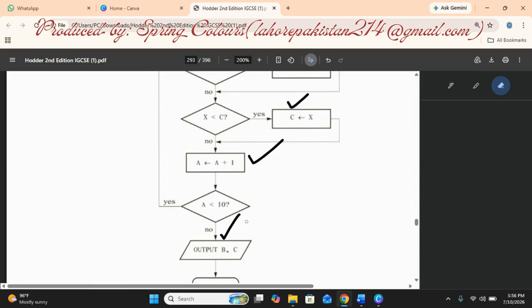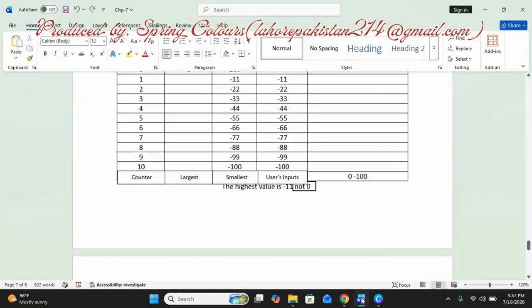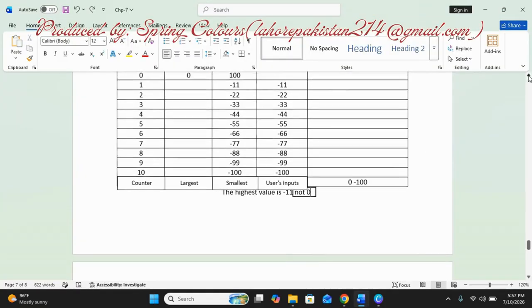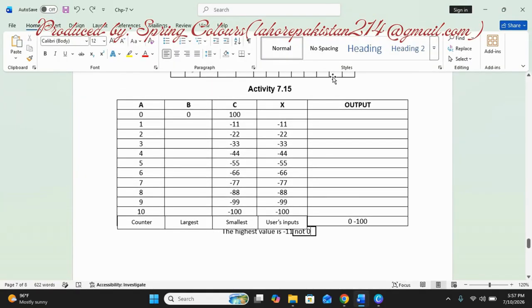So let's move to the solution of this activity. This is the solution of activity 7.15. As you can see over here, you have been asked to give 10 negative values. These are the 10 negative values that I have assumed. You can write any other 10 values of your own.